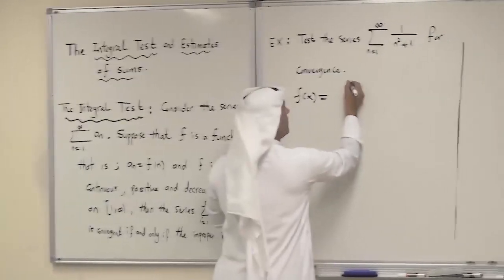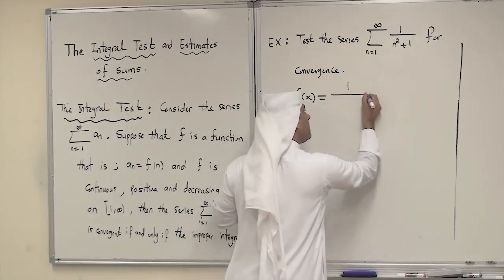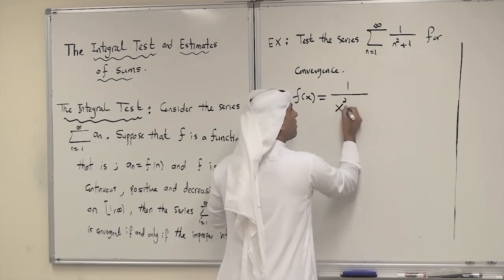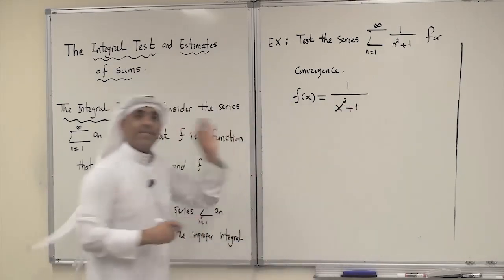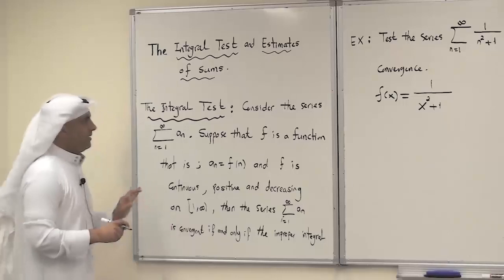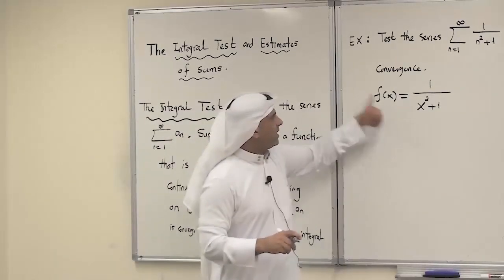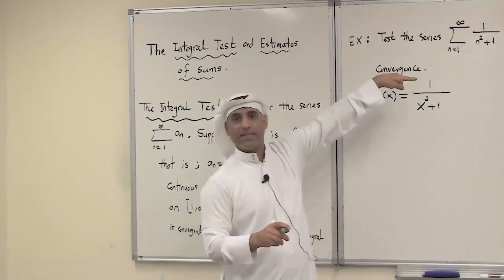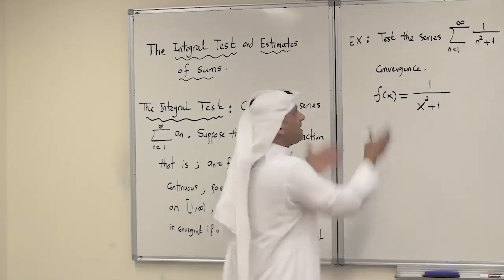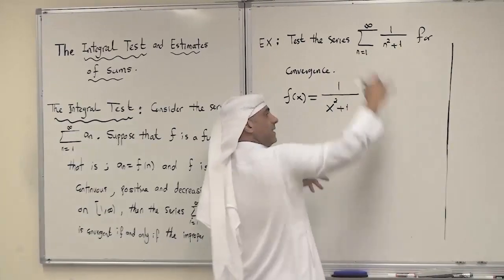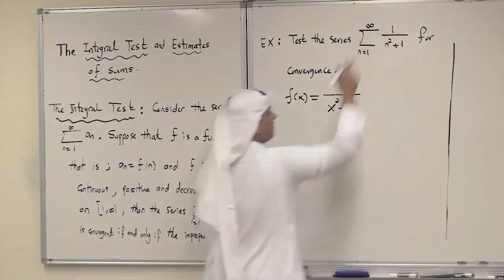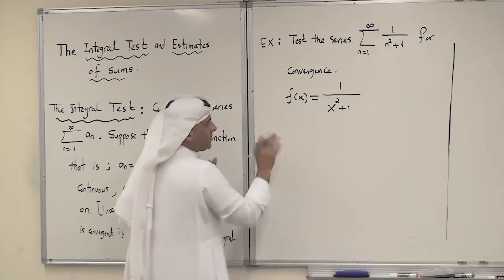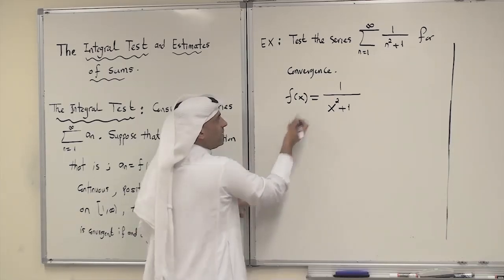We have 1 over n squared plus 1, so we can define the function to be 1 over x squared plus 1. Now, let us check the requirements of the test. Is this function positive? Is it continuous? Is it decreasing? If the answer is yes, we will apply the test. And the test says this series is convergent if and only if the improper integral from 1 to infinity of the function is convergent. Okay, let us see this. So, take a note of these things.